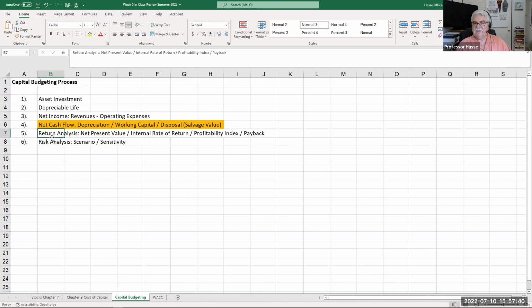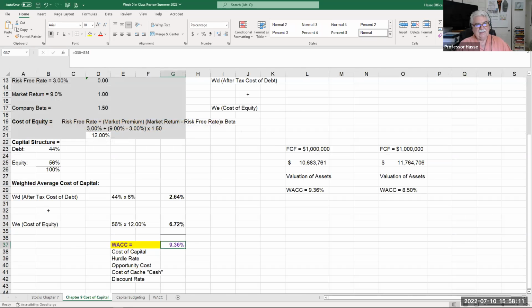That cash flow is then determined by 4 different analyses: dollars, net present value; percent, internal rate of return; a ratio, profitability index; and years, payback to determine their return. Is it a viable investment? A risk assessment is done using scenario and sensitivity analysis. This is going to be our topics in chapters 9, 10, and 11 next week. The capital budgeting process. So WACC is a part of that.